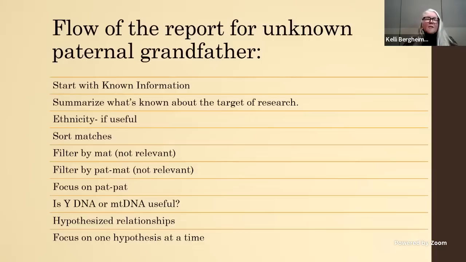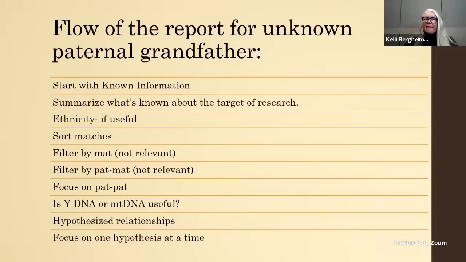So is Y-DNA or mitochondrial DNA useful? What about the hypothesized relationships? What do we know about the family? What do we know about the matches? What can we assume or guess about the matches? And then focus on one hypothesis at a time. So there's a lot I've listed here, but what you want to do is think about all the different things you're going to do when you're analyzing DNA.